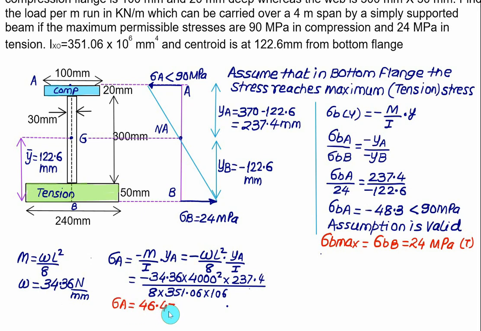46.47, which is less than 90 as well as less than 48.3. So that is the correct answer. It means that our assumption is valid. So this one is less than 90. It means that the failure will always be at the bottom, that is the 24, which is the lower value at the bottom as compared to 90 megapascal at the top.